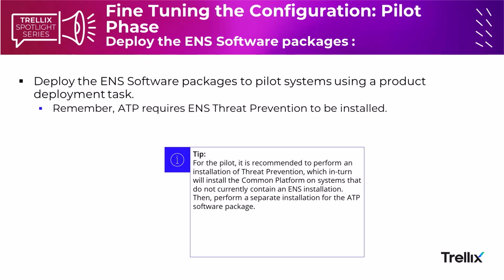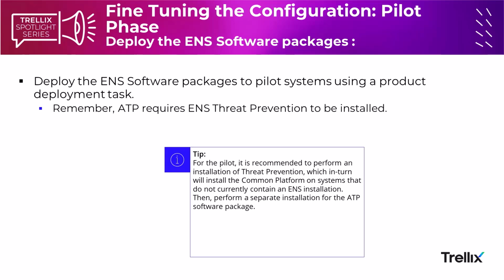I like to get my system set up with common platform and threat prevention, make sure they have content, and make sure that piece is fully functional, the system's reporting back to EPO, and we're good to go there before I deploy ATP. The reason for that is that 99% of the time, any type of installation failure is going to be due to the common platform or threat prevention, not ATP. ATP is actually very simple from a software deployment perspective.